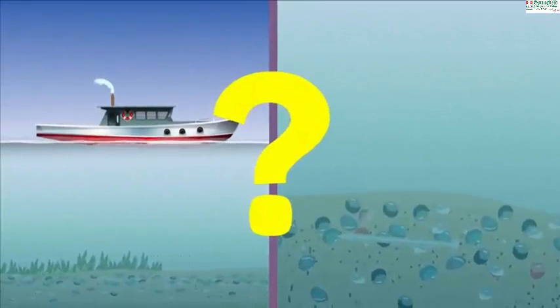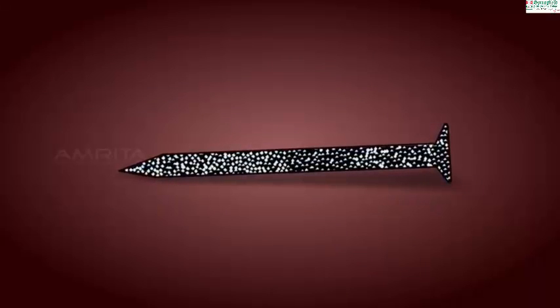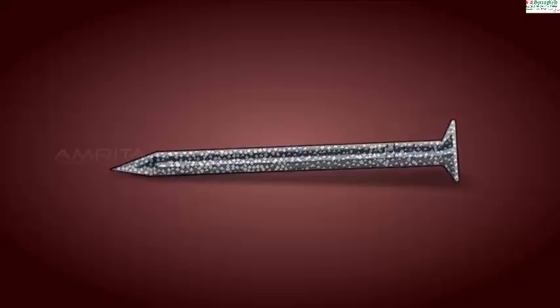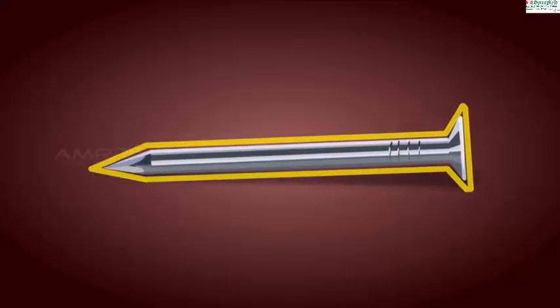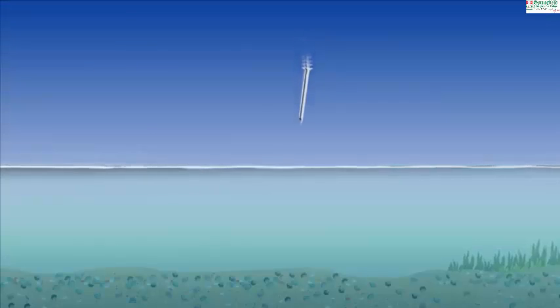Have you ever wondered why an iron nail sinks while a huge iron ship floats on water? Let's see. The iron nail sinks as it is solid and compact with less volume in water, and its density is greater than water. Thus, the upthrust exerted by water on the nail is less than the weight of the nail. This causes it to sink.